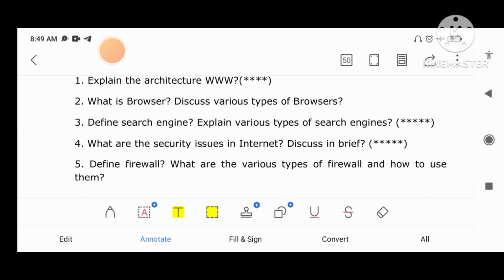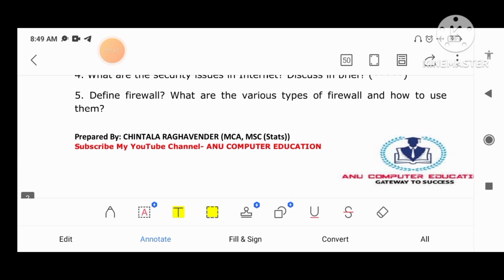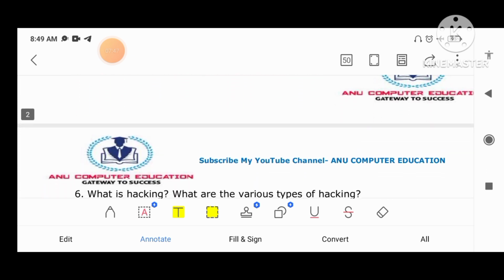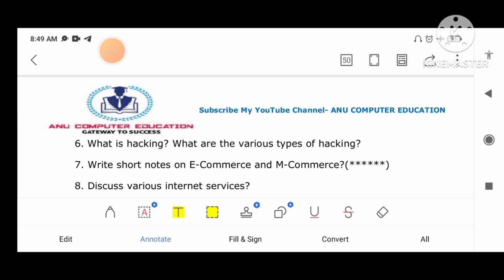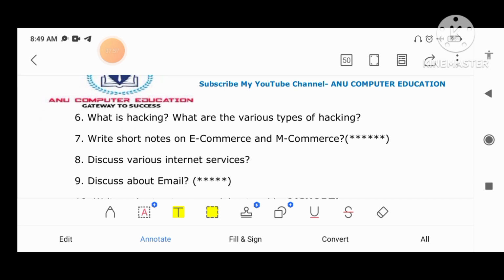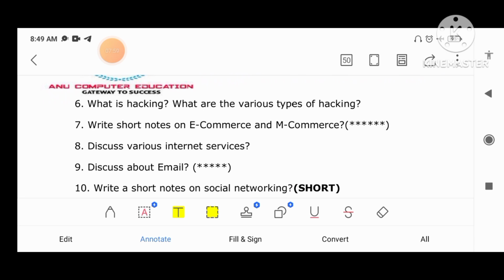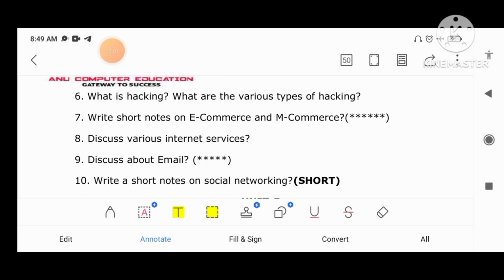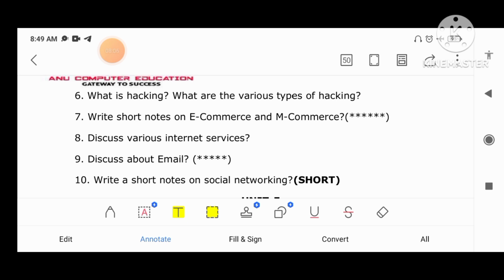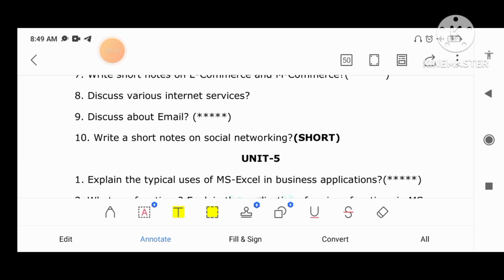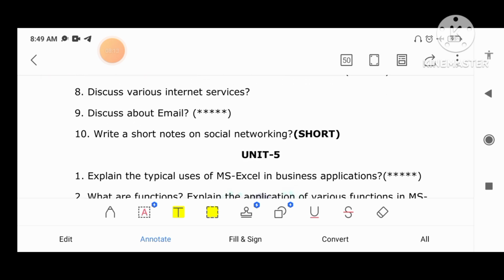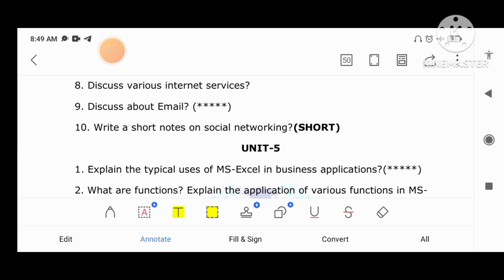Different firewalls and security issues in the internet. So these are very important questions in unit 4. What is hacking? And one question you get compulsorily: what are e-commerce and m-commerce, and their advantages and disadvantages. You have to write about m-commerce and e-commerce. And what are the various services of the internet, and about email: how to create an email, how to send a mail, and what are the features of email, and chatting. Okay, so you have to write all of it. Social networking means you have to write about Twitter, Instagram, Facebook.